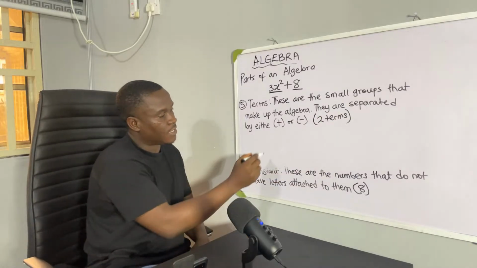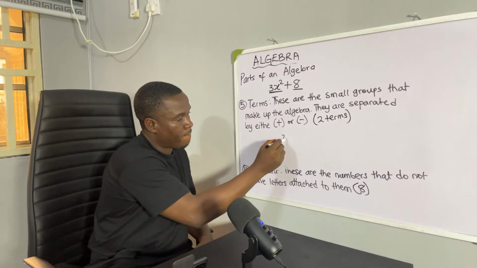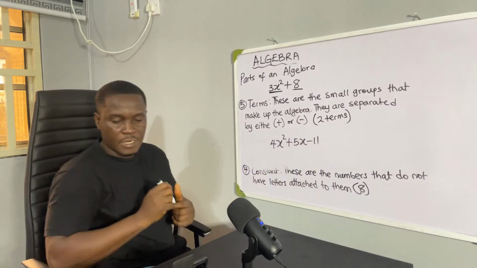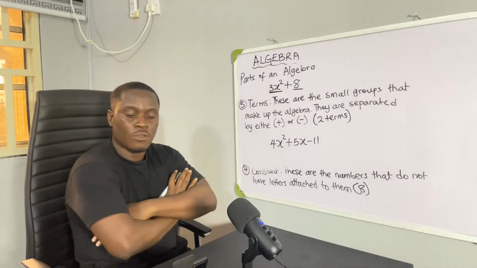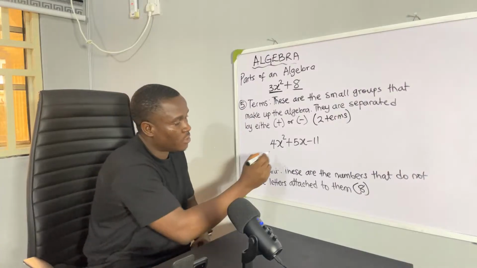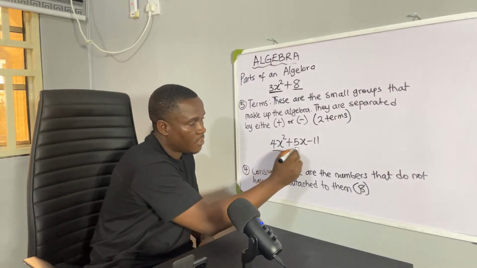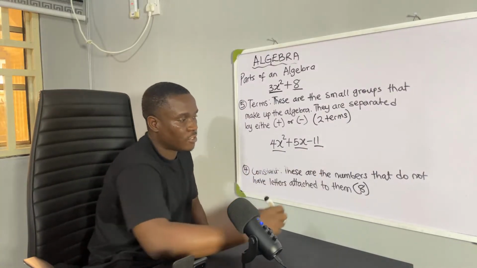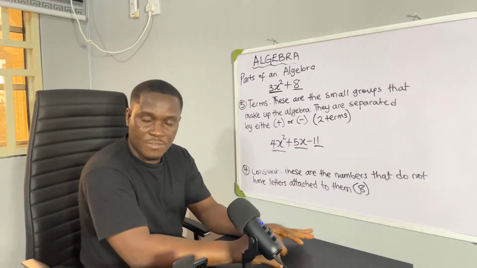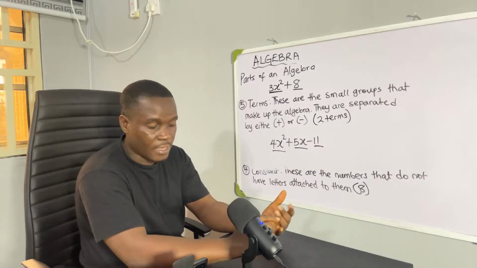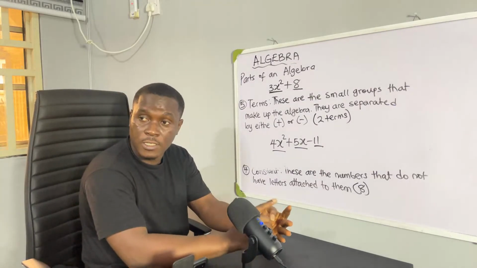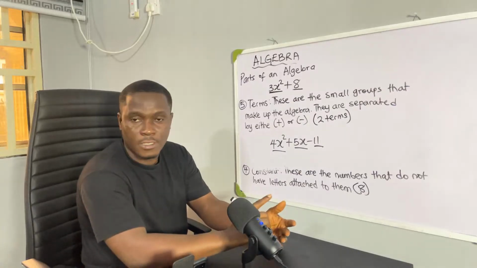But if I have something like this, how many groups does this algebra consist of? 3 terms. 3 terms or 3 groups. These here, these here, and 11 is on its own. So 3 terms. So whenever you are given an algebra, you need to identify the variable, the coefficient, the exponent, the constant, and the terms.